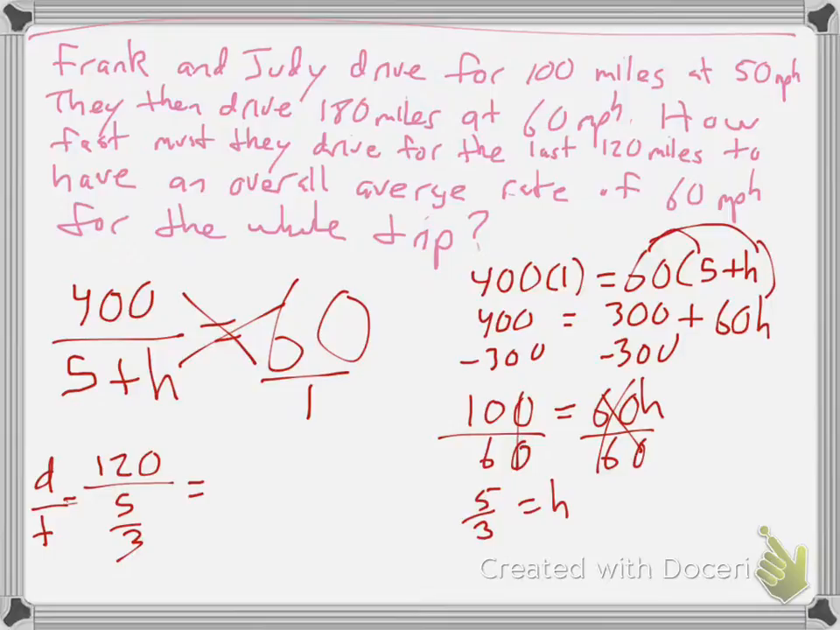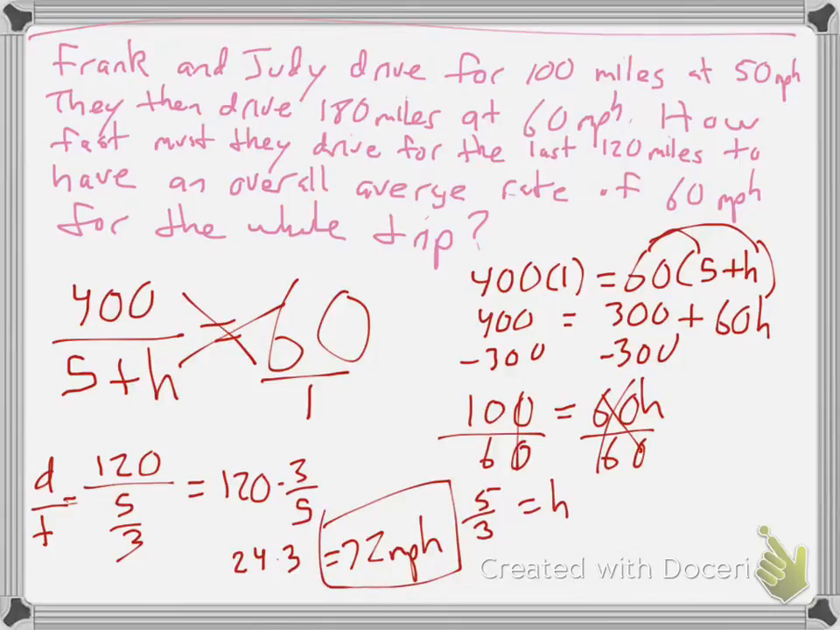What is 120 divided by 5/3? Or, if we don't like that, that's 120 times 3/5. What's 120 divided by 5? 24. Is it 24? Yeah. 24, and what's 24 times 3? That would be 72. So 72 miles per hour is how fast they have to travel on that third leg to make up their overall average. That's considerably faster compared to the 50 and the 60 that they were traveling.